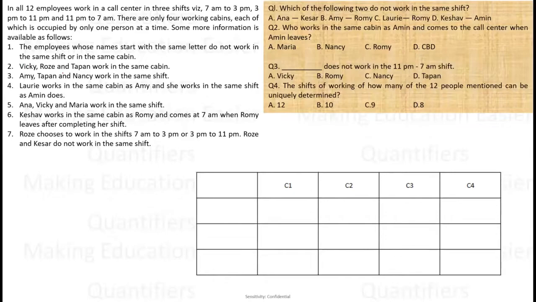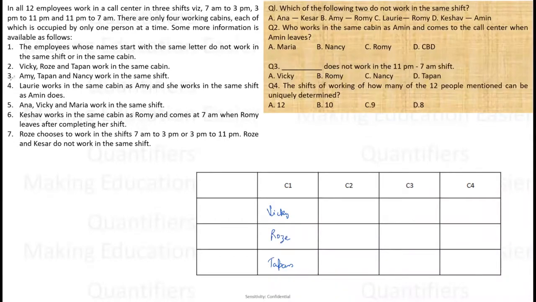Now, first is Vicky, Rose, and Tapan work in same cabin. Now I have the freedom to allocate them in this way. That Vicky, Rose, and Tapan. So if required, I can allocate any shift to anyone. In the end, it will not matter. ठीक है, विकी रोज एंड तपन वर्क इन सेम कैबिन, डन हो गया, ठीक है.